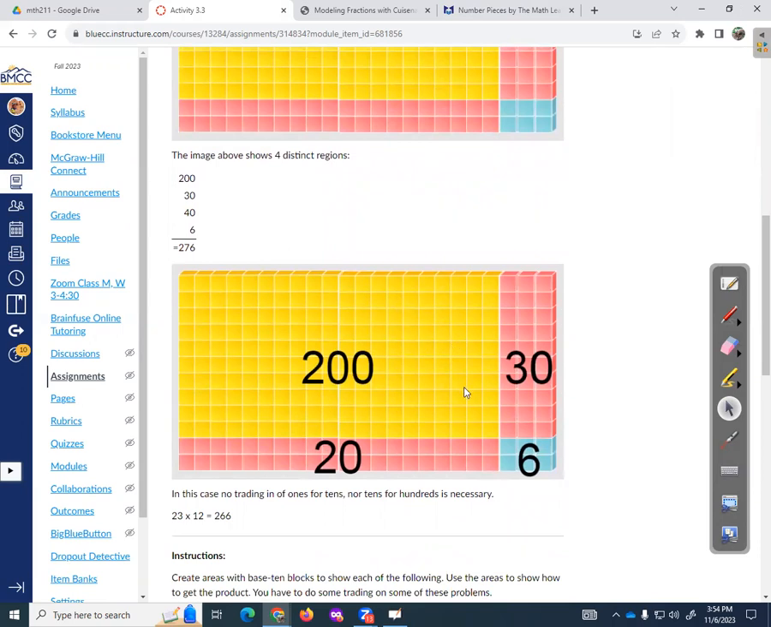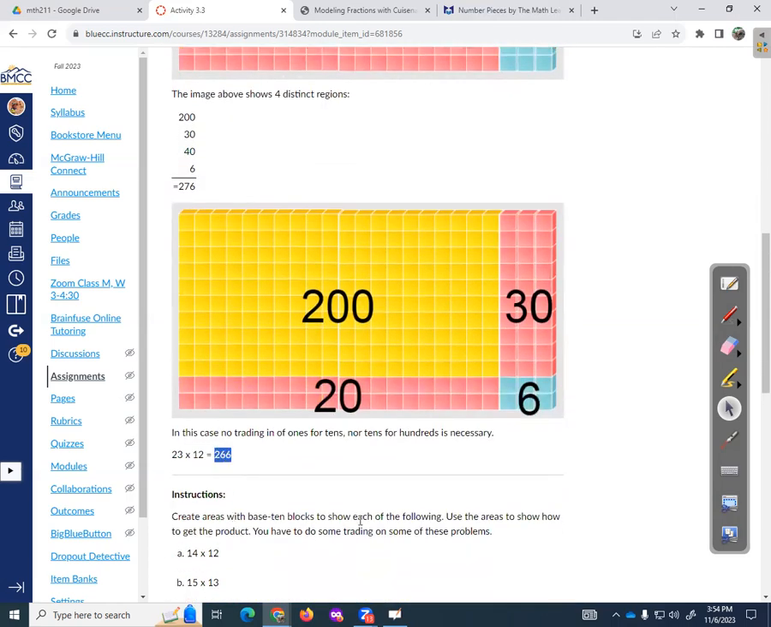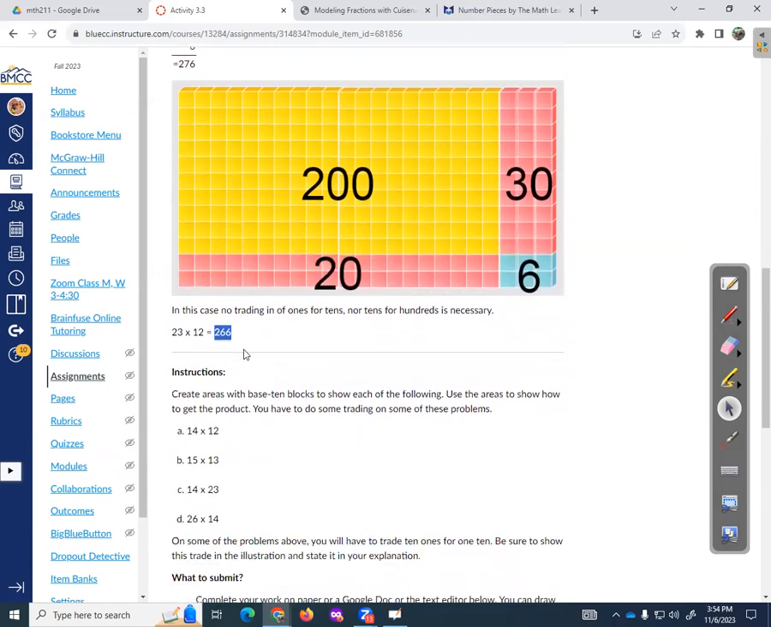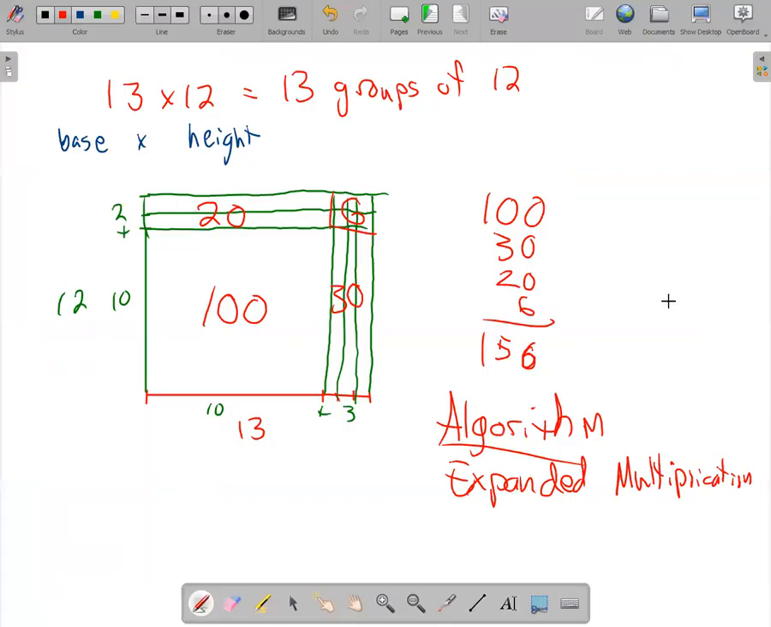And then do I have a typo down here? I do have a typo. Oops, I'll fix that in a minute. We're going to skip down to problem number B here. You can go back and do A in a moment. I want you to illustrate with the base 10 blocks 15 times 13. I'm going to do it too. And I'm going to sketch it first, and then I'm going to build out the blocks. You can do it in either order. 15 times 13 is what we want to show.